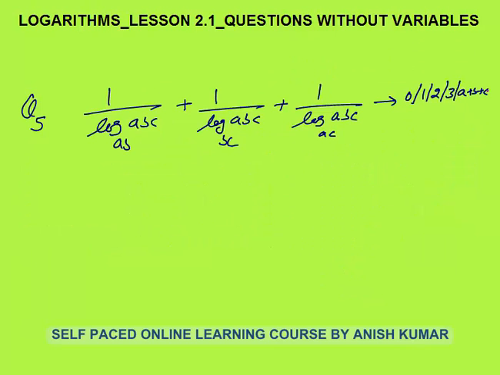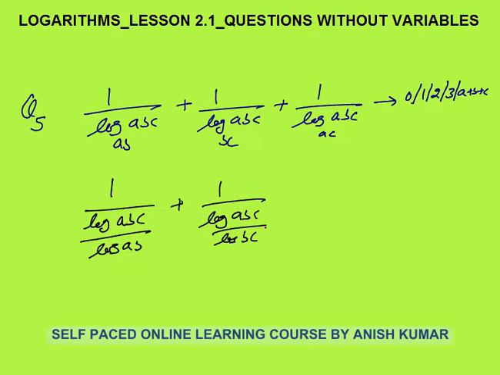This question 5 is given to you. Options are 0, 1, 2, 3, and A plus B plus C. Now how will I solve this question? The objective is to solve in a faster manner. This becomes log ABC upon log AB. This becomes log ABC upon log BC. This becomes log ABC upon log AC.